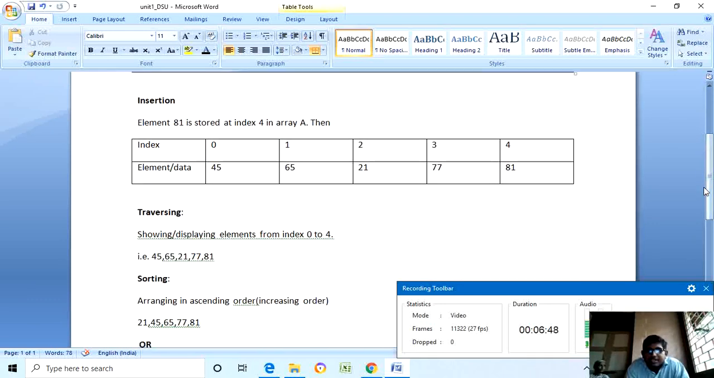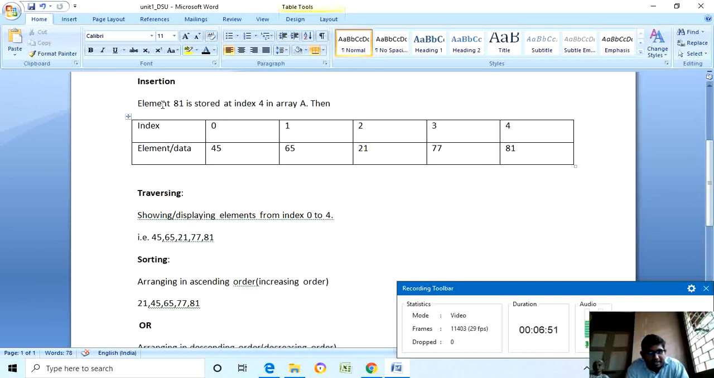The first operation is insertion. Consider that we want to store the element, that is, the data value 81, at index 4 in array A. Index 4 is empty, so we store the data value 81 at this location, because this place is available for us. This is called an insertion operation in an array, or insertion operation in a data structure. Why data structure? Because an array is a data structure. Basically, an array is a linear data structure.